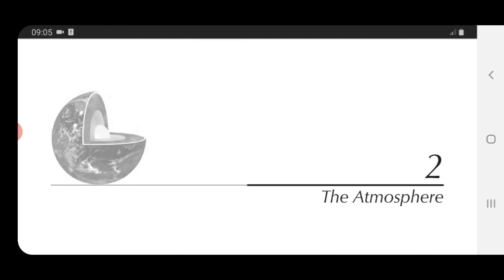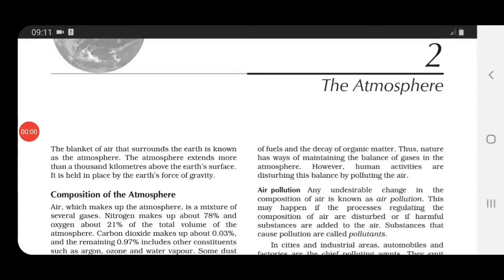Children, today we are going to discuss the second chapter of geography, that is the atmosphere. Now, children, you all must be aware of this term atmosphere, right? If you remember, in the first chapter, we studied about the different spheres of the earth, okay? We studied about lithosphere, that is sphere of rock. Then we studied about hydrosphere, sphere of water. And then we studied about atmosphere, that is the sphere of air. Now in this chapter we are going to study in detail about atmosphere, okay?